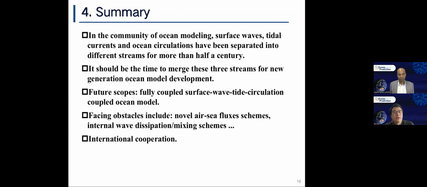So this is my summary. In the community of ocean modeling, surface waves, tide currents, and ocean circulations have been separated into different streams. For the region we care about, we need to merge these different streams for new generation model development. And for the future scopes of the model physics in the West Pacific and marginal seas of South and Eastern Asia, the fully coupled surface wave, tide, circulation model should be our model development direction.